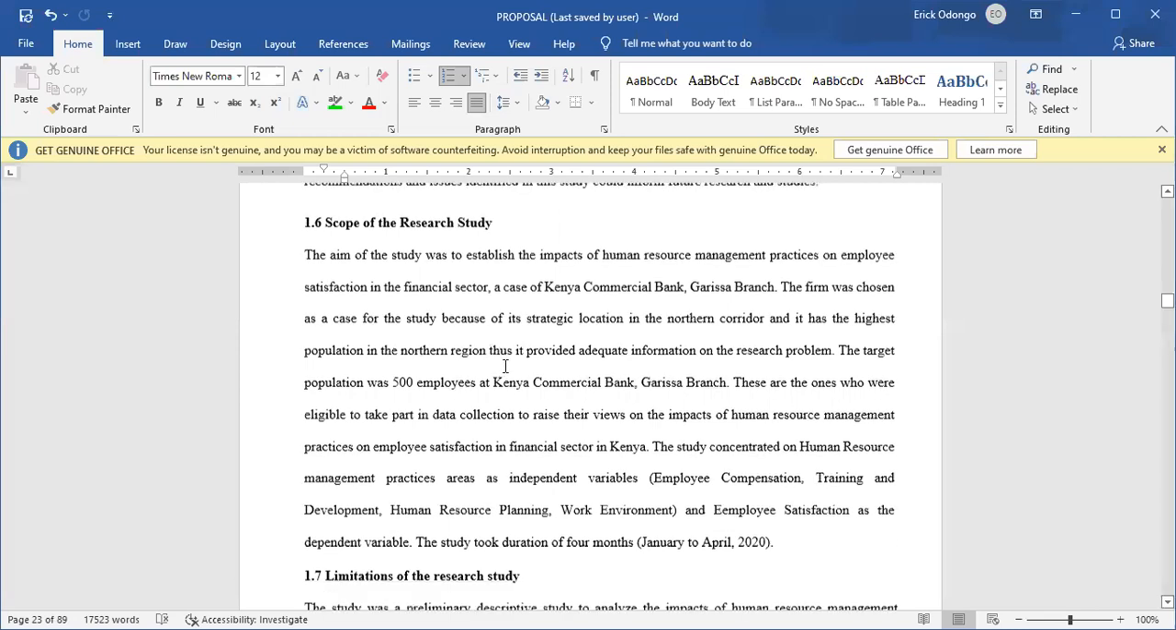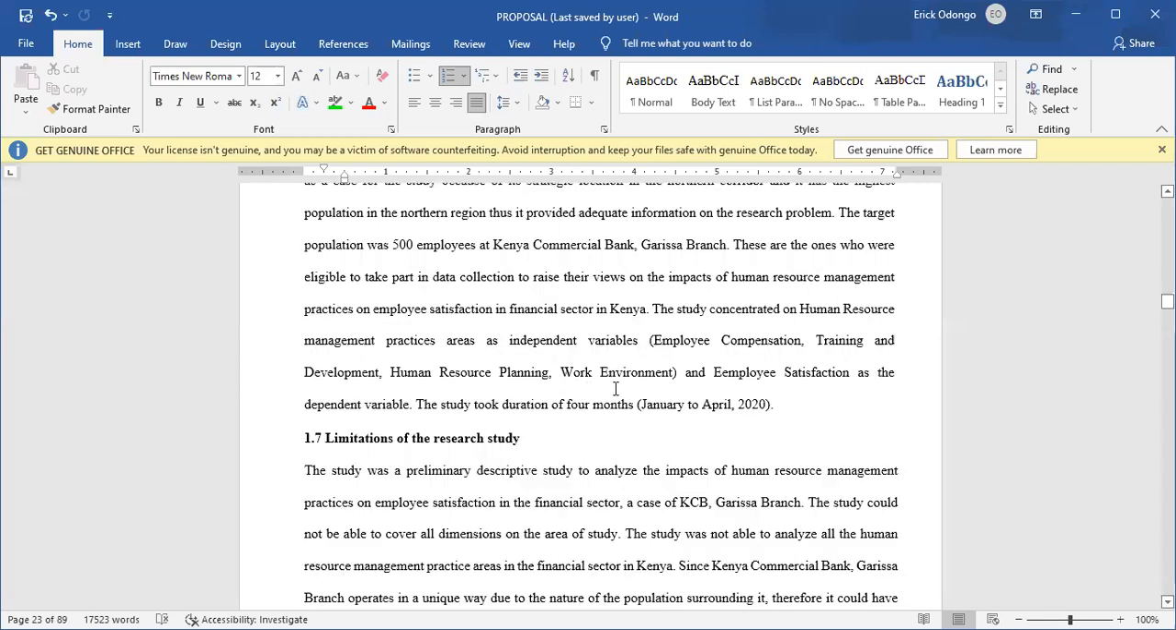Then finally, on chapter 1, the limitations of this research study. What problems did you encounter as you were conducting your study? There are instances, for example, where the respondents are reluctant to give you information. How did you solve this problem? Maybe you never guaranteed them confidentiality. They would not want to be exposed to their supervisors. How will you be able to guarantee their safety? So you have to tell us about that.